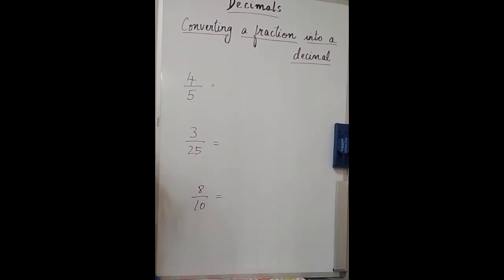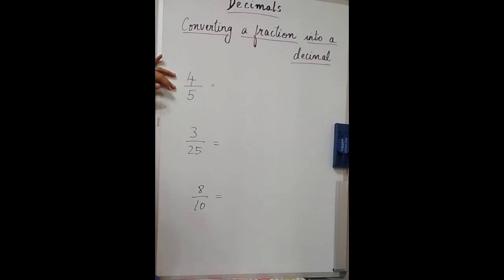So now we have learned how to convert a decimal fraction into a decimal. Now we are going to learn how to convert a fraction into a decimal. Not a decimal fraction, a normal fraction into a decimal. So now here I have an example, 4 by 5. 4 by 5 is a fraction. So how can I convert it into a decimal?